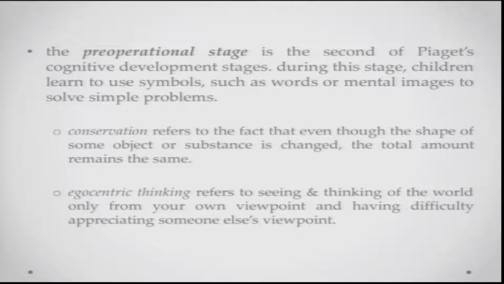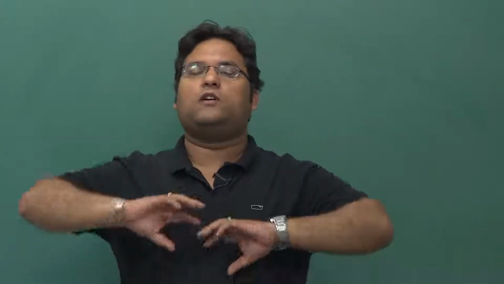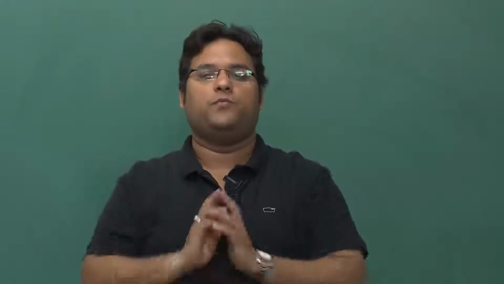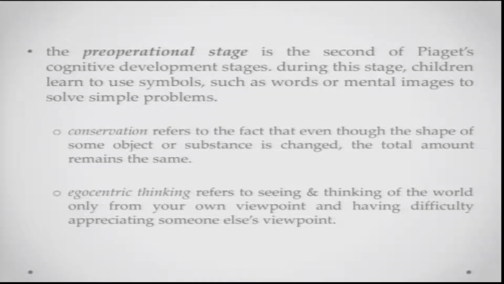One of the other important aspects of the pre-operational stage is egocentric thinking. Now egocentric thinking basically refers to seeing and thinking of the world only from your own viewpoint and having difficulty appreciating someone else's point of view. So the idea is that young children cannot understand the other person's point of view.